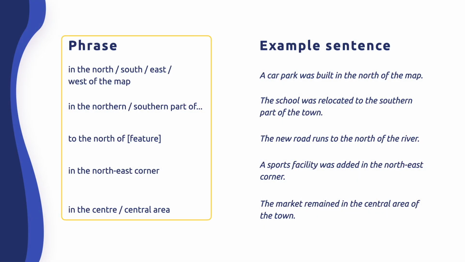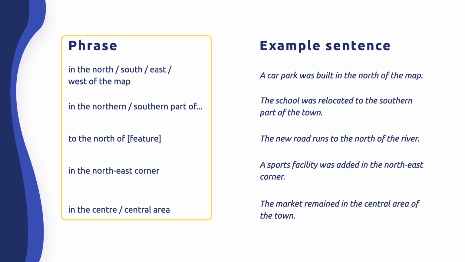And then, of course, you can add further compass points. So as well as north, south, east and west, it's useful to know the points in between, which would be northeast, northwest, southeast, southwest. And here the preposition is in. So in the southeast corner of is your phrase. Here's an example sentence. A sports facility was added in the northeast corner.